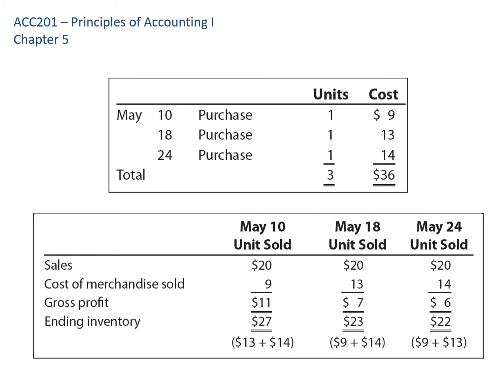That's my total cost. So the cost of merchandise sold and the ending inventory together are always going to equal the cost of the total amount of goods that were available to be sold. If I assume instead that the item was the one I bought on the 18th, well then I have a cost of merchandise sold of $13 and ending inventory of $23. And likewise on the 24th, cost of merchandise sold of $14, ending inventory of $22. In all cases, that adds up to $36. But again, it's about associating which item went to the customer.